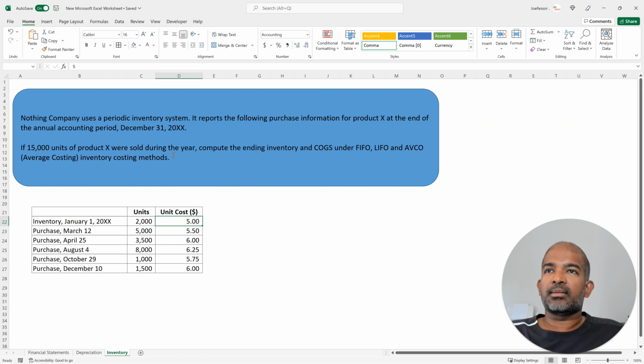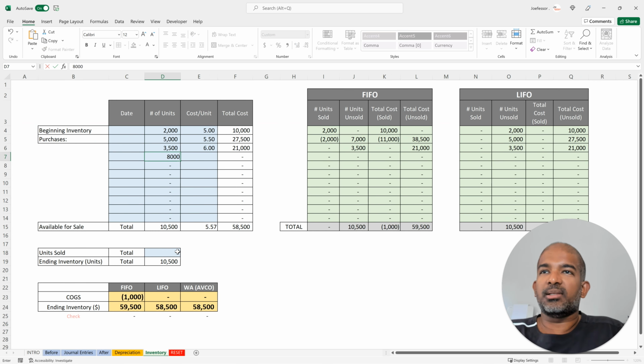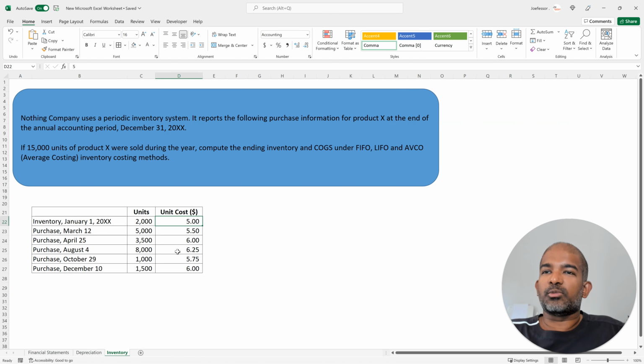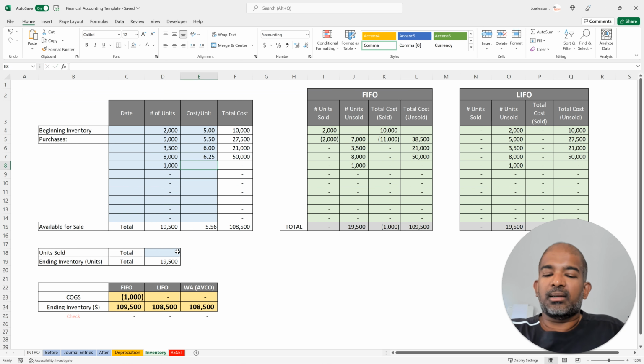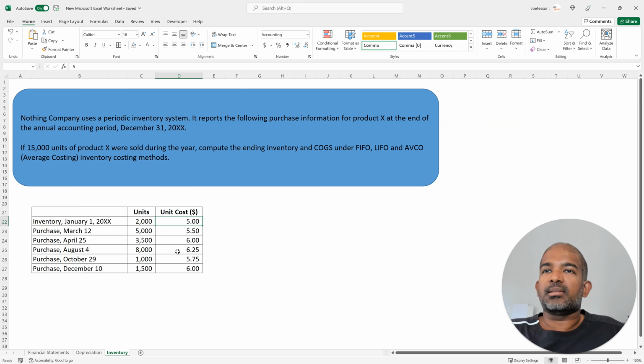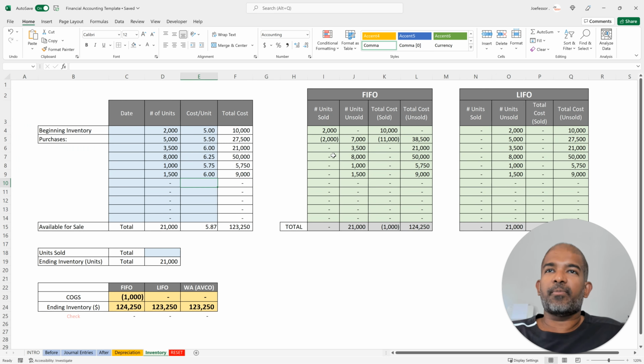So the next is 8,000 units at 6.25. The next purchase is 1,000 units at 5.75. The last one is 1,500 units at 6. Let's just verify that information. And we also have additional information on how many units were sold. That's 15,000 units. So I'm going to say 15,000 units were sold.